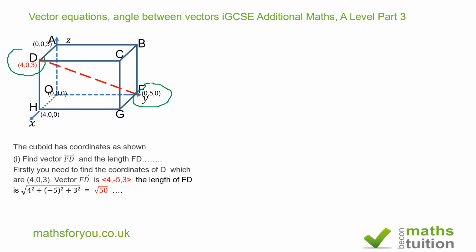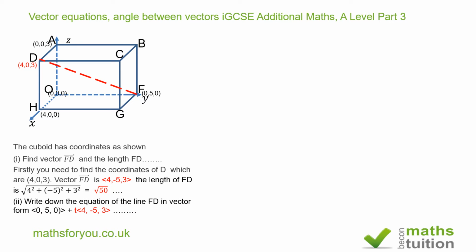And then the length of FD, or the magnitude of FD, will be the square root of the sum of 4 squared, minus 5 squared, and 3 squared. And for that we get the square root of 50, and that's fine. You leave it at that. That's good enough.